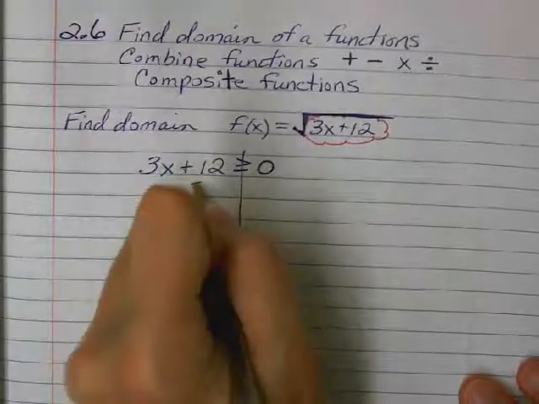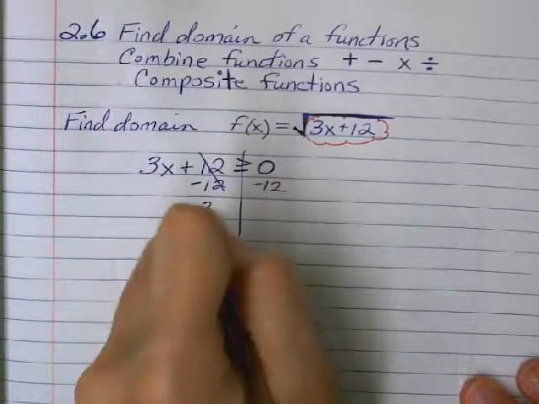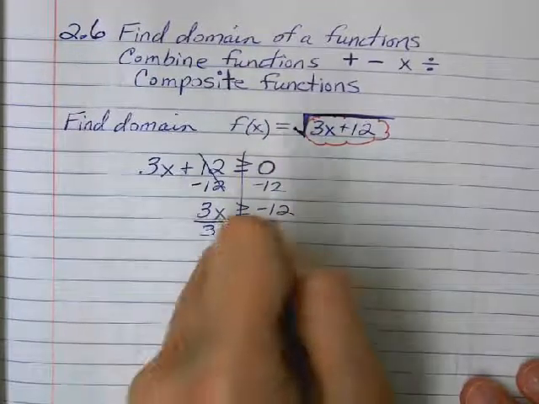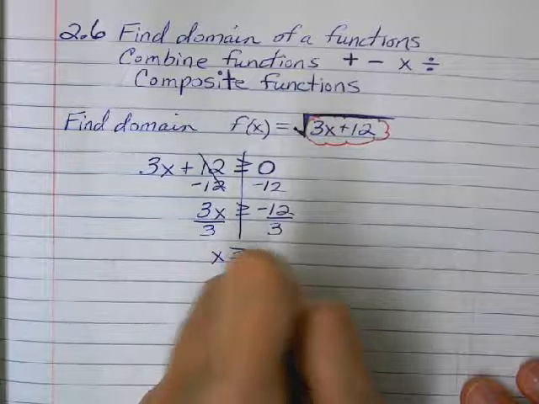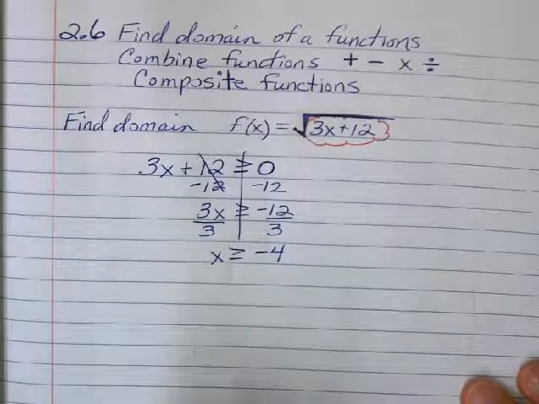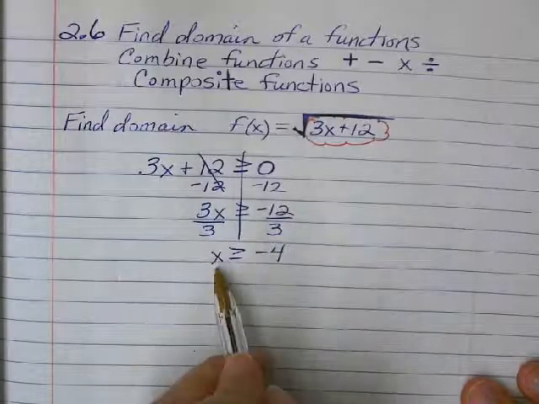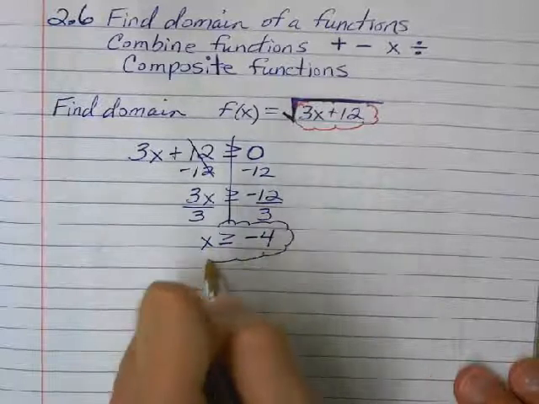So you could subtract 12, just like a regular equation. 3x greater than or equal to negative 12. Divide by 3, divide by 3. X is greater than or equal to negative 4. That's called set builder notation. This is one answer.